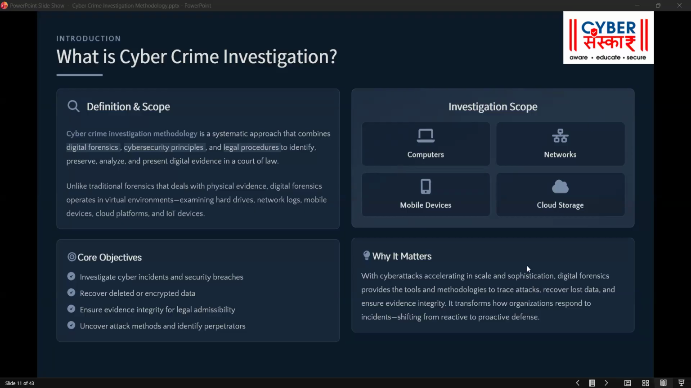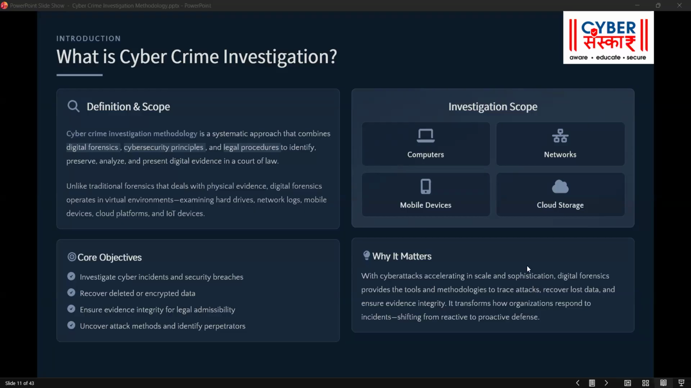Existing hard drives, network logs, mobile devices, cloud platforms and IoT devices are used as evidence in the court. Because according to the IT Act, all these evidences in electronic form produced in the court are valid. So what are the core objectives?